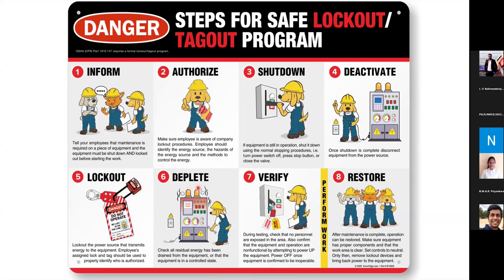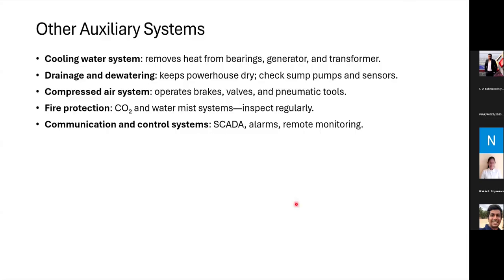You have to make sure that all residual energy has been drained from the equipment through proper earthing, and you have to verify during testing that everything is operational, and then restore the circuit after taking out the lockout tagout system. Apart from this, you have other auxiliary systems: cooling water systems, drainage and dewatering, compressed air systems, fire protection, communication and control systems like SCADA, alarms and remote monitoring.